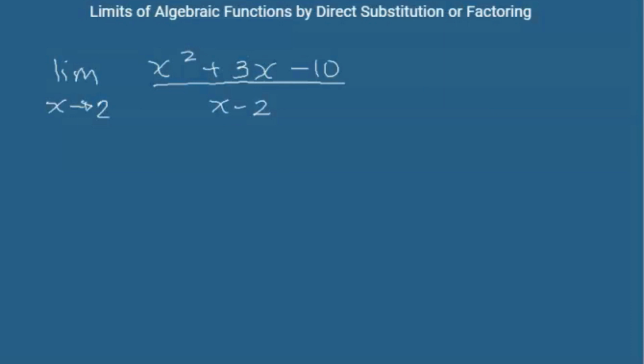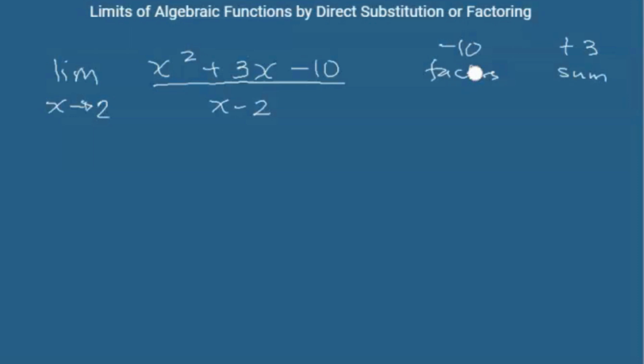Let's try this one. The limit of (x squared plus 3x minus 10) all over (x minus 2) as x approaches 2. So we can see right away that our denominator will become 0. So we can't use direct substitution at the moment. So let's do factoring. So how do we factor trinomials like this? If you remember your factoring of trinomials, all you need to do is find the factors of negative 10 that will give a sum of positive 3.